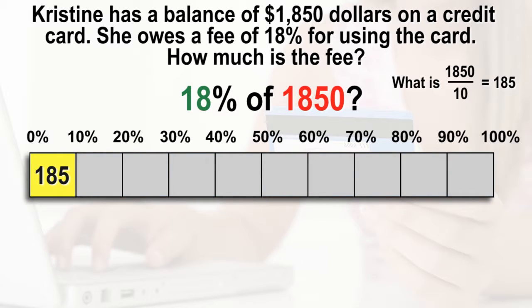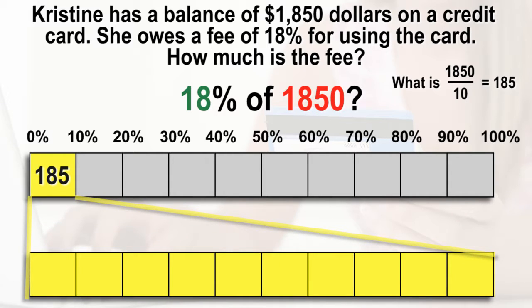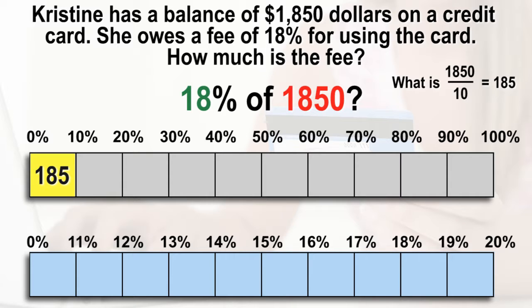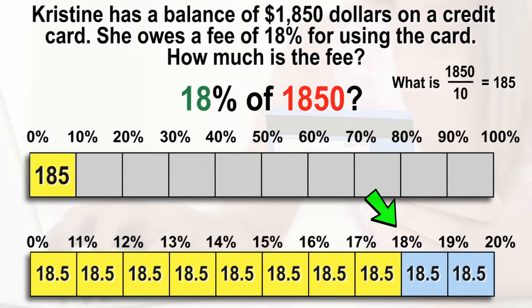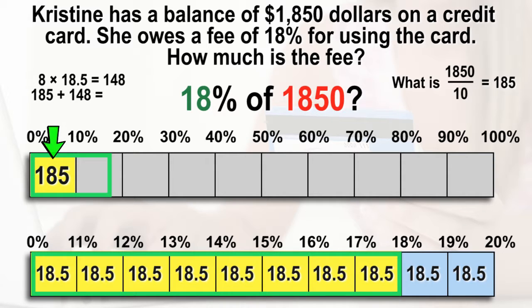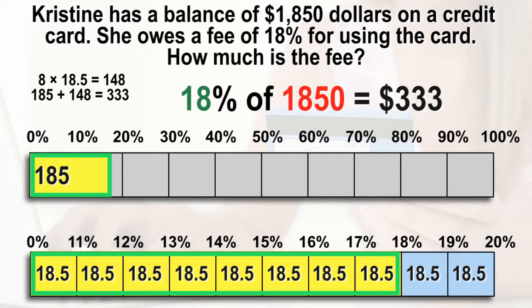Because we know the first unit between 0% and 10% is 185, let's just look at the unit between 10% and 20% to get the rest of the 18%. Let's get a close-up of where 18% would be. Label in increments of 1 between 10 and 20%. 185 divided into 10 units is 18 and 5/10 in each unit. We need to find 18%, and that means the first 10% plus 8 more units. 8 units times 18 and 5/10 is 148. We'll add the first 10%, which is 185, to the next 8%, 148, which equals 333. So 18% of $1,850 equals $333.